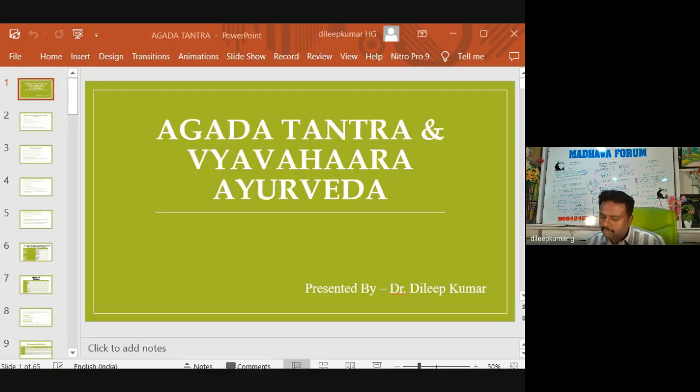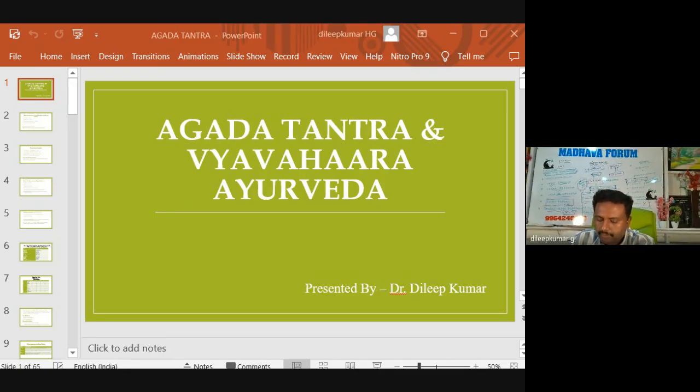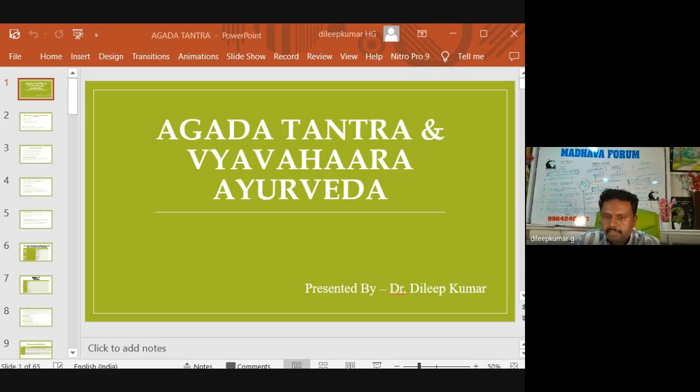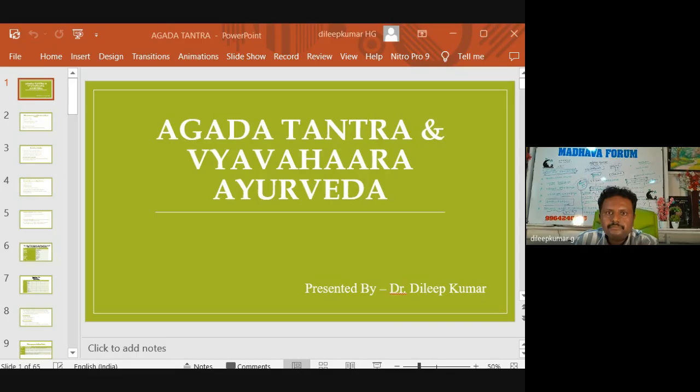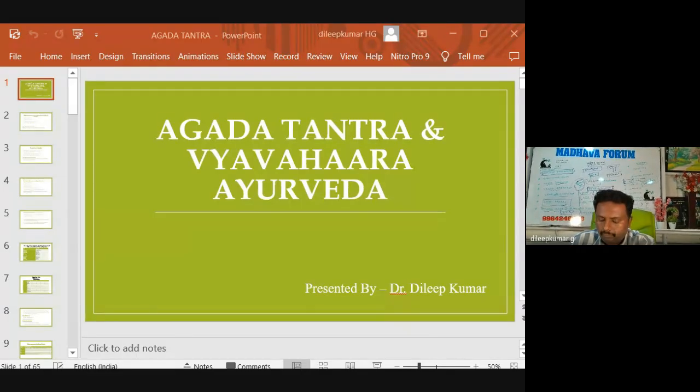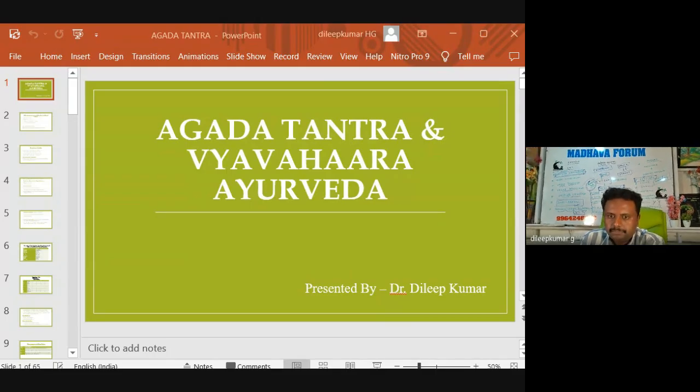Coma cocktail comprises the following ingredients except. Option A, thiamine. Option B, 50% glucose. Option C, naloxone. Option D, cyanocobalamin.